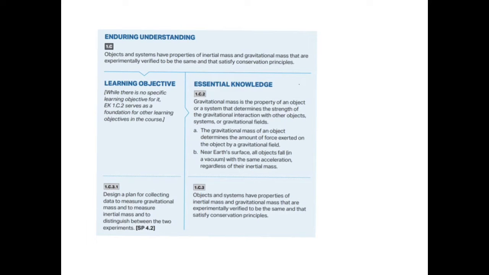Today's lesson is a hodgepodge of review items, but I actually want to start with something I don't think we've actually gone over, at least up till now, which is the difference between inertial mass and gravitational mass. And this is what's provided by the AP. The gravitational mass of an object determines the amount of force exerted on the object by a gravitational field.